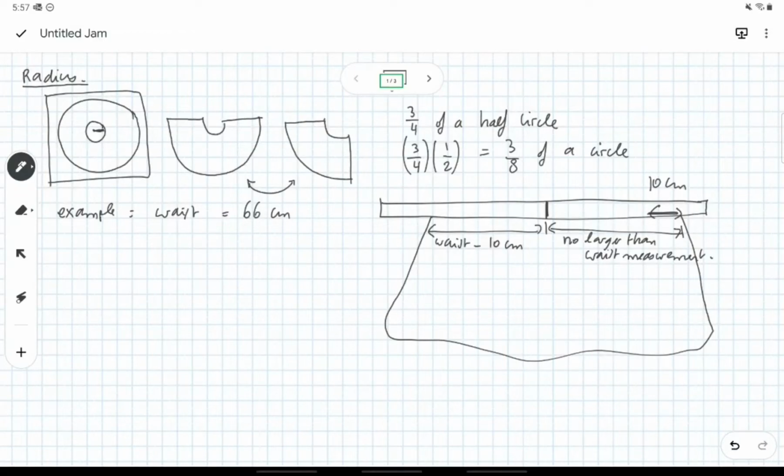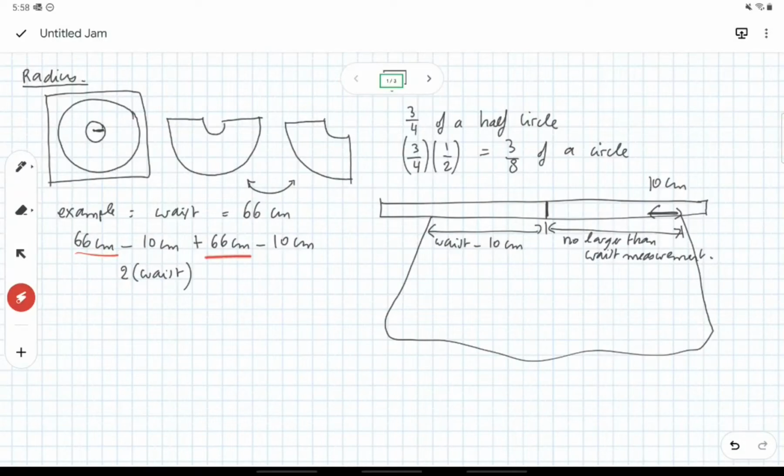So in my case, how big should it be from here to here? Because that's what we're after. Well, if we look at it, it should be 66 centimeters minus 10 centimeters. But I also need to do the same on the other side. This is only half of it, so do it again. 66 centimeters minus 10 centimeters. So in other words, if you dissect this formula, it's twice my waist. It's 66 plus 66 centimeters. It's twice my waist minus 20 centimeters.